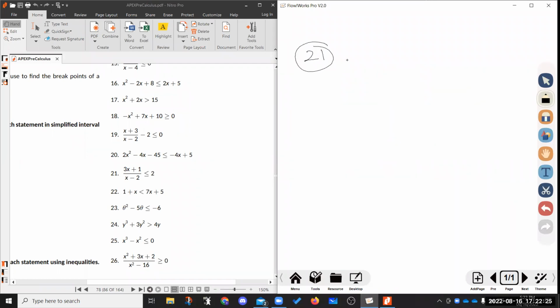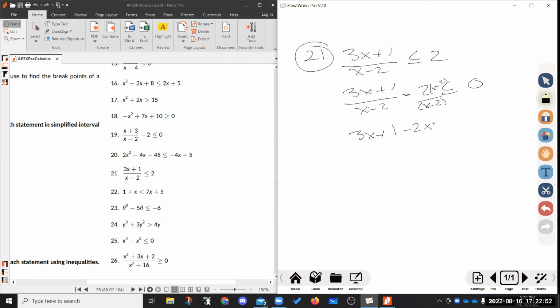21 is a lot like 19, but they haven't brought the 2 over. 3x plus 1 over x minus 2 is less than or equal to 2. So I'm going to have to subtract 2, get 0 on this side, and then I'm going to have to make my common denominator by multiplying by x minus 2 over x minus 2. 3x plus 1 minus 2x plus 4 over x minus 2 less than or equal to 0. It's going to give me x plus 5 in the top, x minus 2 in the bottom.